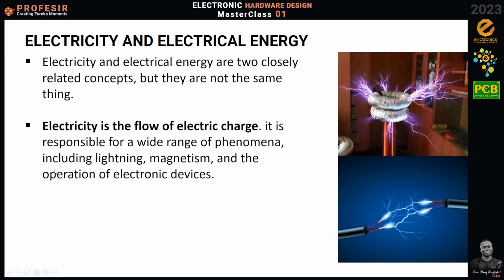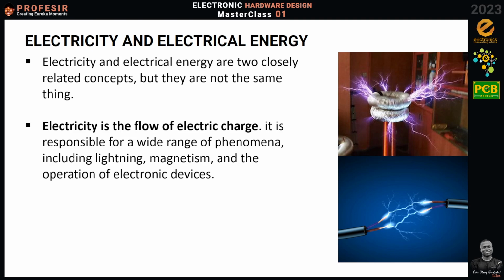When we talk of electricity, we are talking about the flow of charge. Later we will see what a charge is. When charge moves from one point to another, that flow is what we call electricity. This is actually associated with a lot of things that we see in our everyday life. Lightning, when we have a lightning strike, you see light flashes in the sky. These things are all associated with the flow of charge, which is electricity.